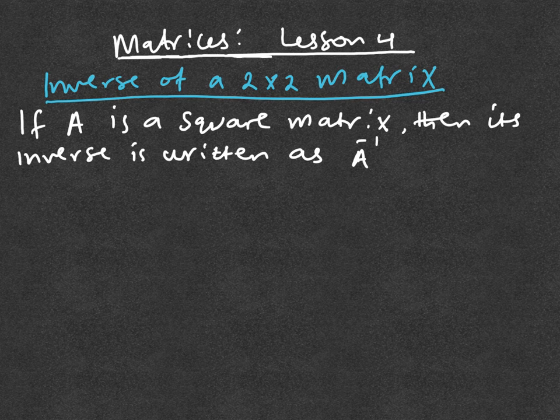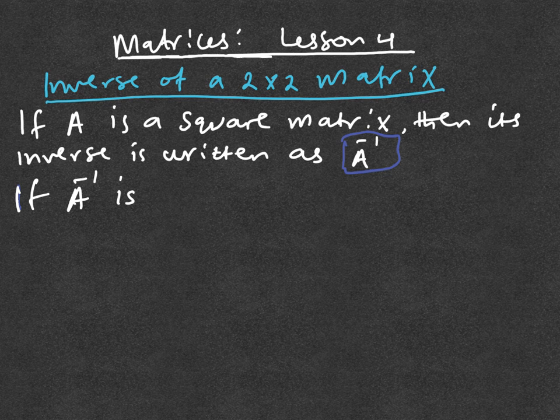So if A is a square matrix, then we shall write the inverse of A as A power negative 1. A power negative 1 denotes the inverse of a matrix A. Now, there is one important property about a matrix and its inverse.